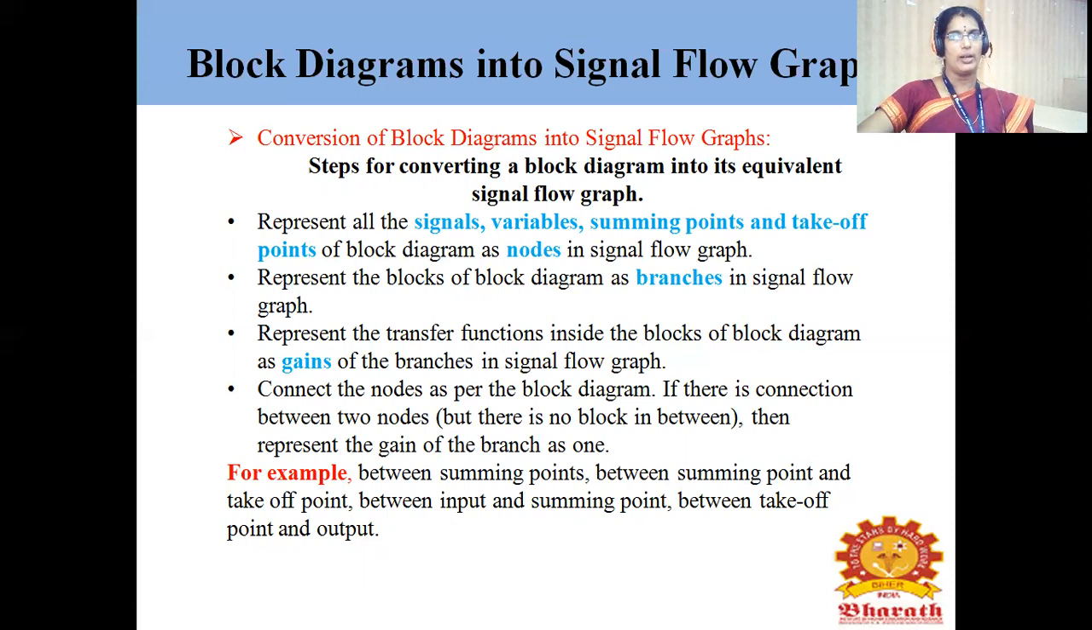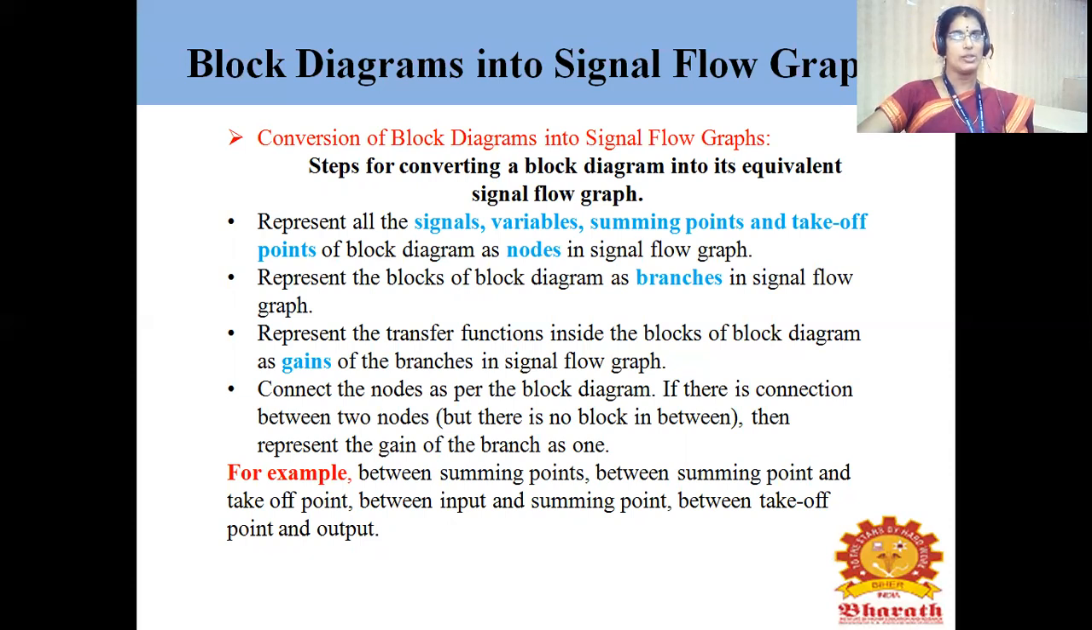This also I've said already. We are going to just mark the arrow. On top of the arrow, we are just going to write the gain of the corresponding system. For example, if there is no gain between 2 summing points or 2 branch points, at that time what we will do is, we'll just mark an arrow in the forward direction and mark the gain as 1.